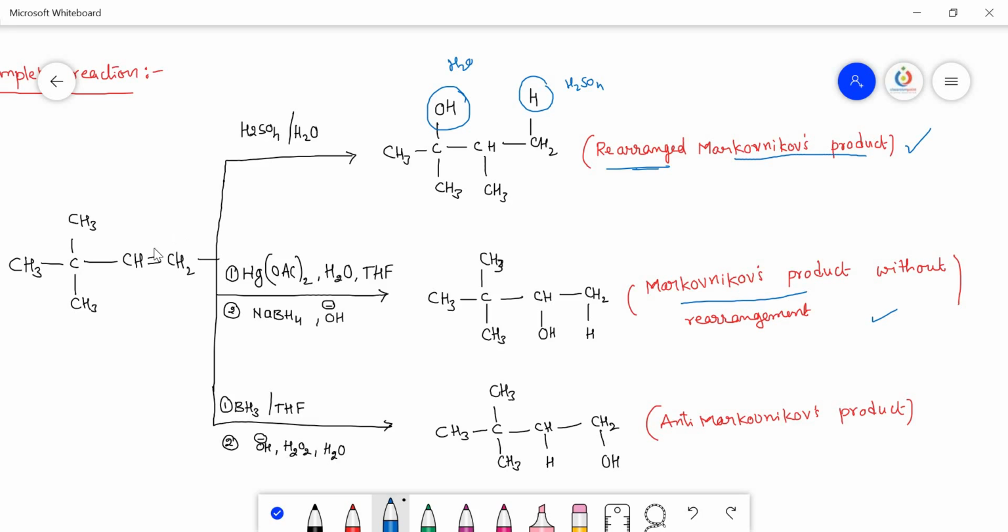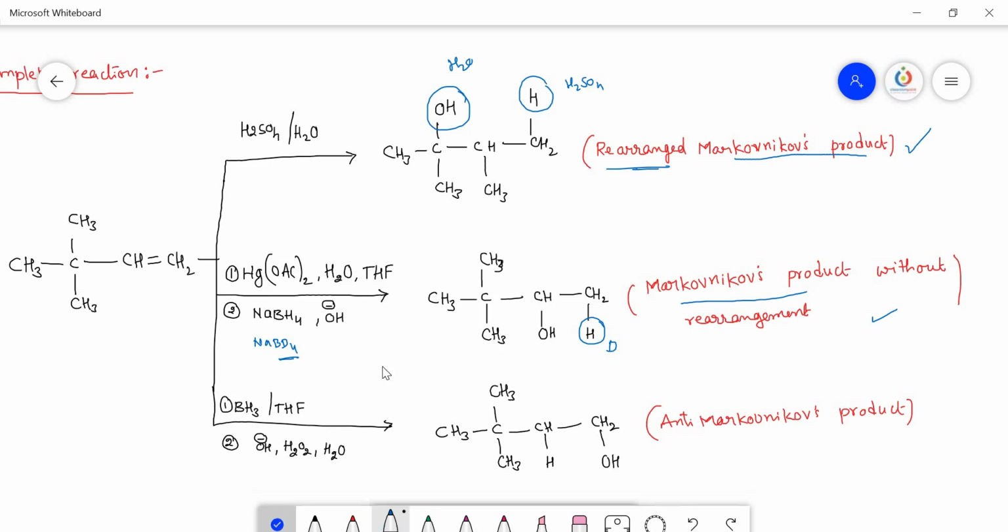This is without rearrangement. So if you want to add water molecule to this double bonded carbon atom in the presence of the H2SO4, you don't get this molecule. You cannot add a hydrogen here and OH here in the presence of this H2SO4 and H2O, but you can do the same thing in the presence of the mercuric acetate. Okay. So in the case of the mercuric acetate, THF, NaBH4, OH minus, if you add here, you will get the OH and hydrogen. Okay, hydrogen is from the NaBH4, that you must understand, because some reactions they give the NaBD4. If they use this deuterium, we have to add deuterium in this particular place.